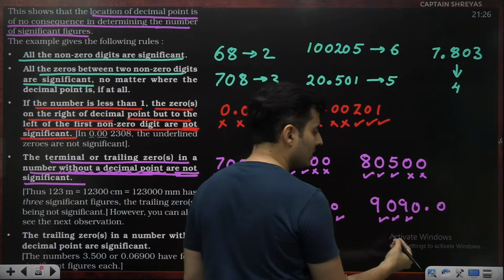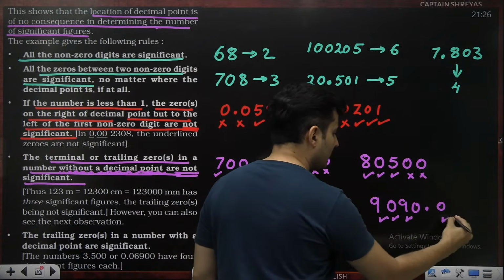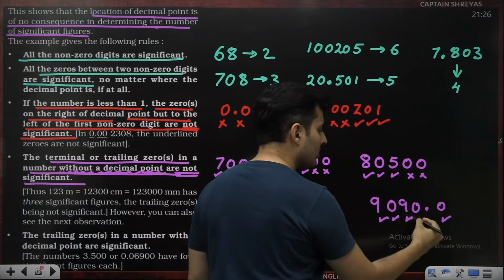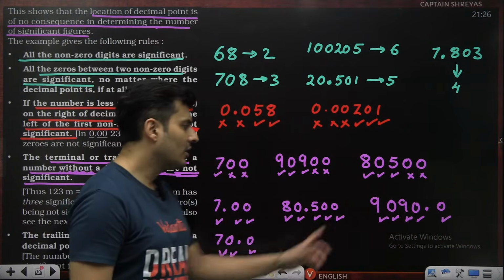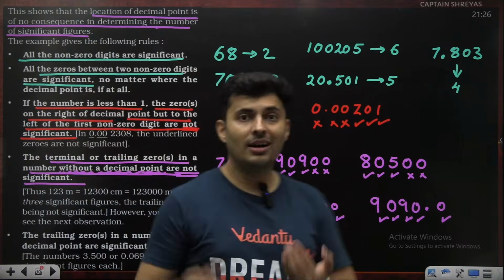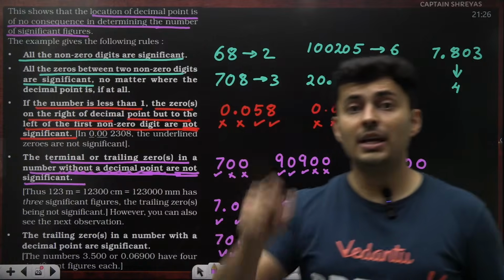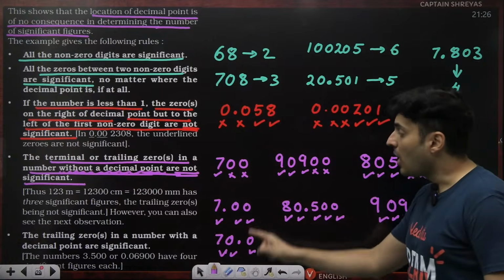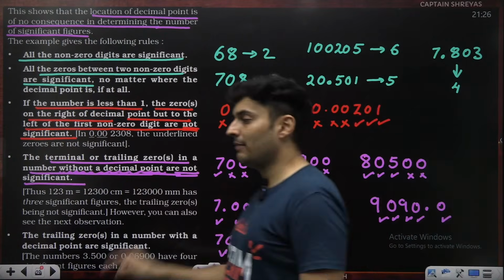This is between two non-zeros. This zero is after the decimal, so significant, and between any two significant digits, this also becomes significant. So automatically the number of significant digits increases the moment you put a decimal place. That means you are sure of the accuracy till that level.